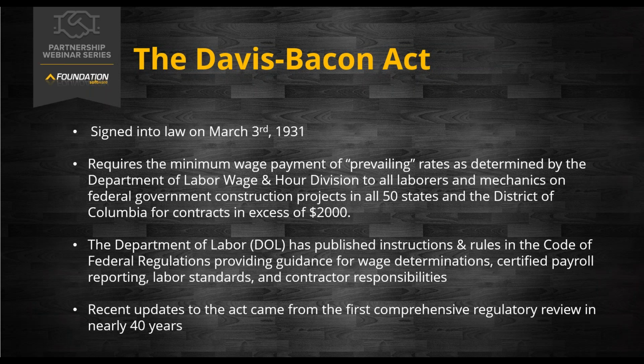It was signed into law on March 3rd of 1931, and what the Davis-Bacon Act requires is the minimum payment of prevailing wage rates as determined by the Department of Labor Wage and Hour Division to all laborers and mechanics on federal government construction projects in all 50 states and the District of Columbia for contracts in excess of $2,000. The Department of Labor has published instructions and rules in the Code of Federal Regulations providing guidance for wage determinations, certified payroll reporting, labor standards, and contract responsibilities.